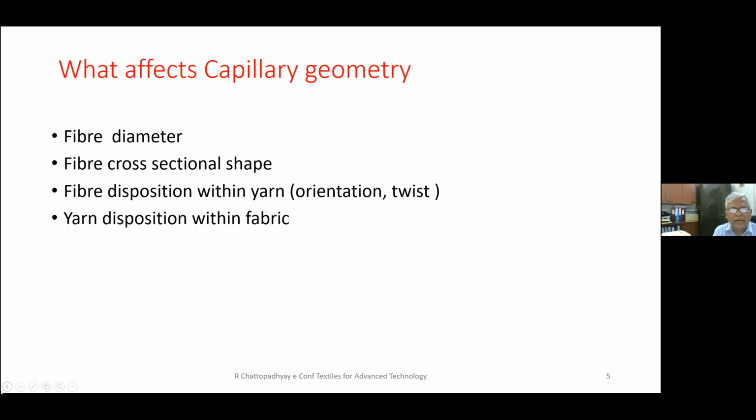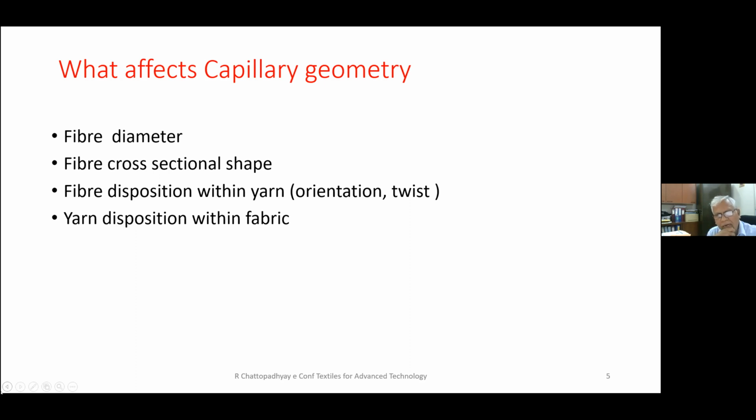Generally, what matters in this case is the diameter of the fiber, that is the denier of the fiber that we choose, and the fiber cross-sectional shape. Most of the natural fibers are basically non-circular. In the case of synthetic fibers, many fibers are circular, and we can also generate different types of shapes depending upon the cross-sectional shape of the spinneret that is used to spin the fibers. So various kinds of shapes are available nowadays with synthetic fibers.